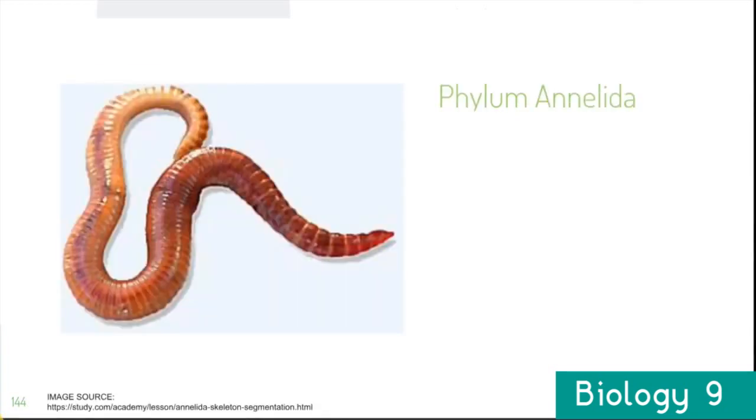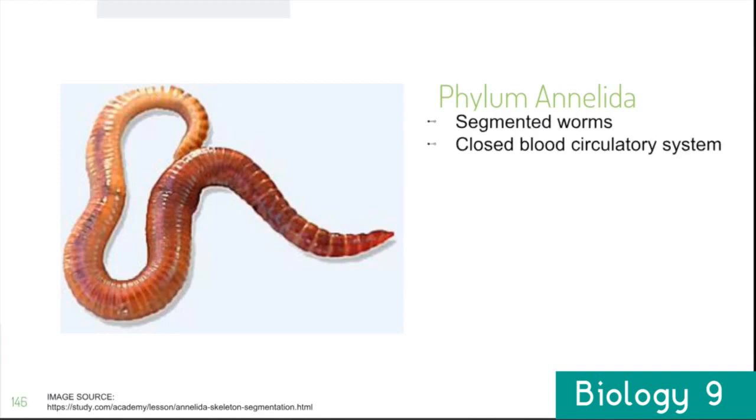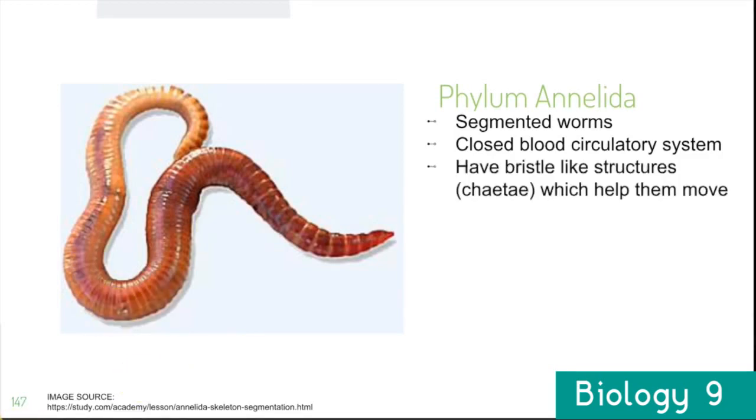The annelids are segmented worms. You can see they've got segments here, different to the others that we have looked at. You can start to see that things are getting categorized based on a lot of these physical characteristics. They've got these bristle-like structures called chaetae that help them move. So segmented, they've got a closed blood circulatory system. The others do not. They're often found in moist soil and water, and they're free-living. The common earthworm is an example of one.